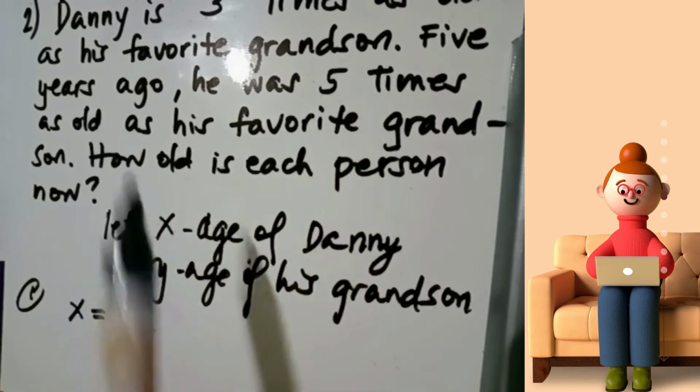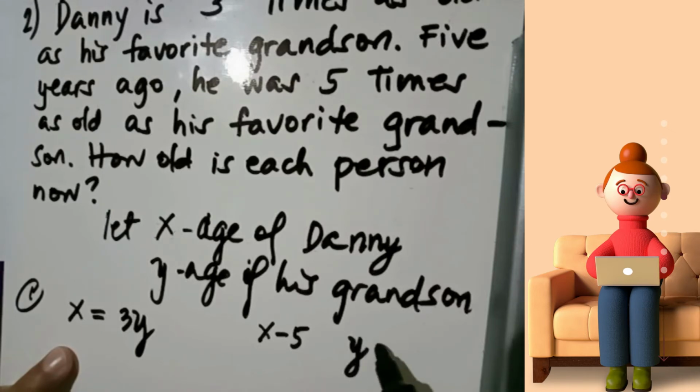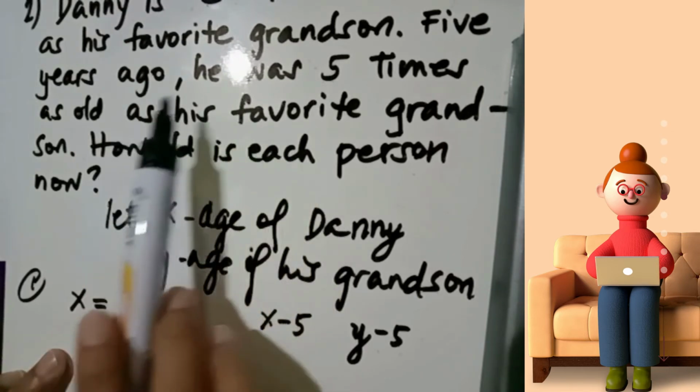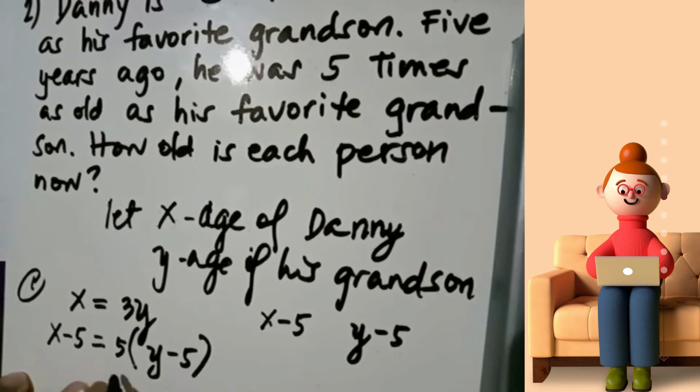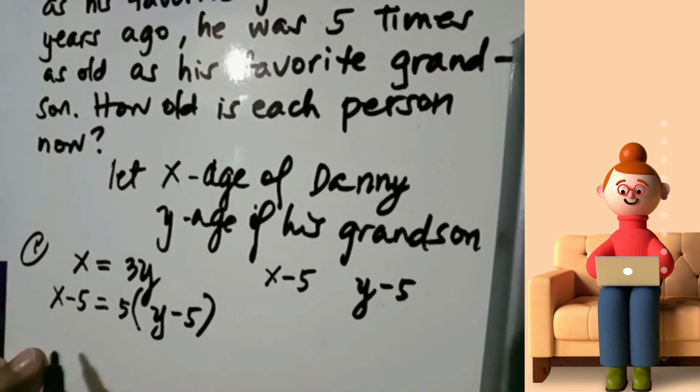And then 5 years ago. 5 years ago, that means the age of Danny 5 years ago is x minus 5, and the age of his grandson is y minus 5. 5 years ago, he was 5 times as old as his favorite grandson. And then, how old is each person now? So, let's do this second equation first.